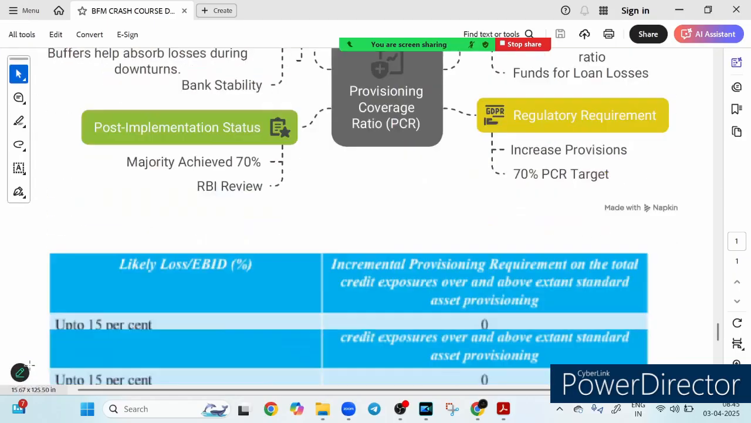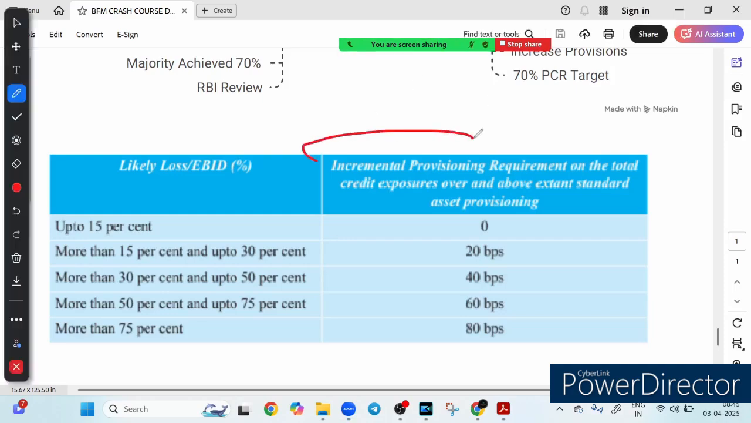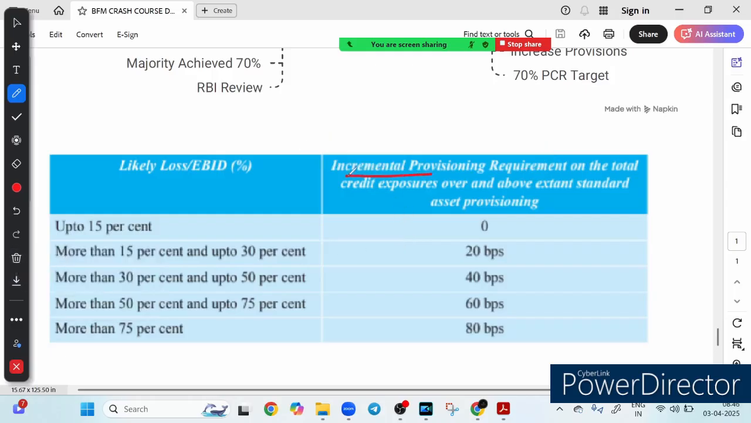Now friends, let's switch our focus to this very important table from where questions are asked every year. What is the meaning of this table? Let's understand. What is the meaning of incremental provisioning requirement? You see this word written here. Provisioning is when banks set aside money to cover potential loss from bad loans or exposure, and the incremental provisioning requirement refers to how much additional provision is required when the likelihood of a loss increases based on certain thresholds. So loss likelihood is based on certain thresholds, then how much extra provisioning is required.